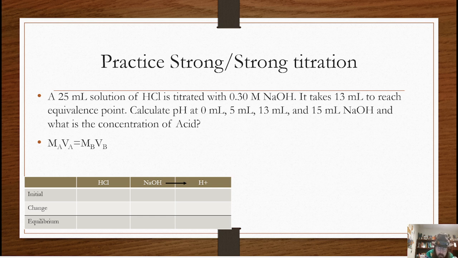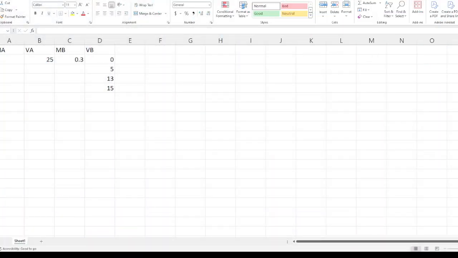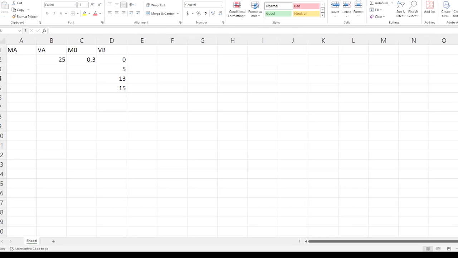So we have MaVa, MbVb, and we have 0, 5, 13, and 15 mL. Okay, with that in mind, let's look at this. I'm going to use Excel. I've typed this in. Let's drag that a little bit over. There we go.